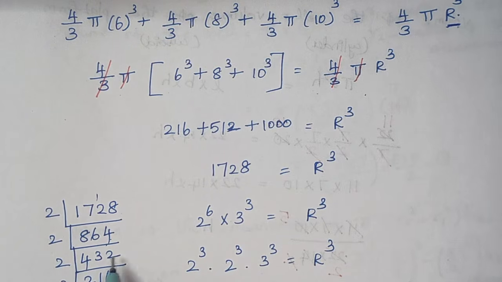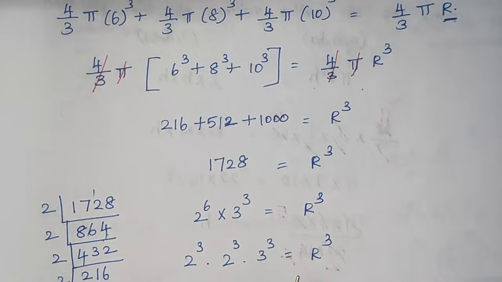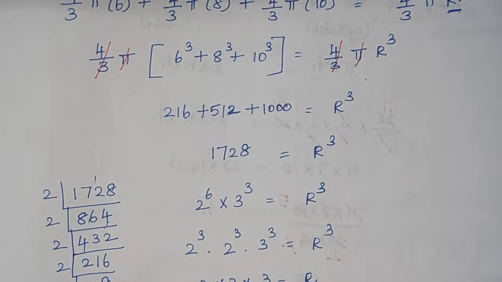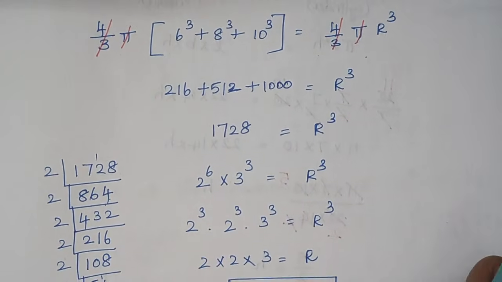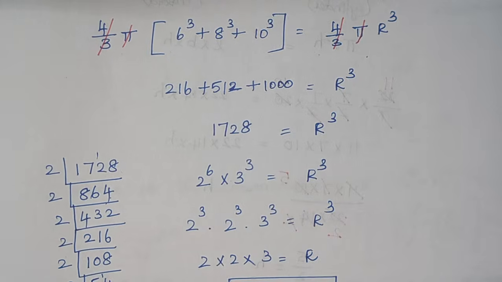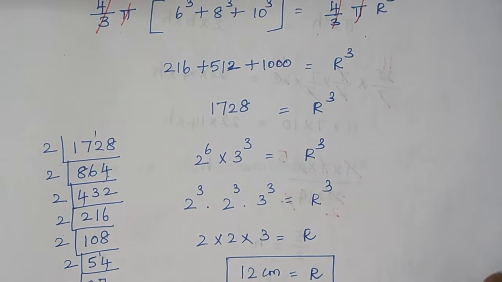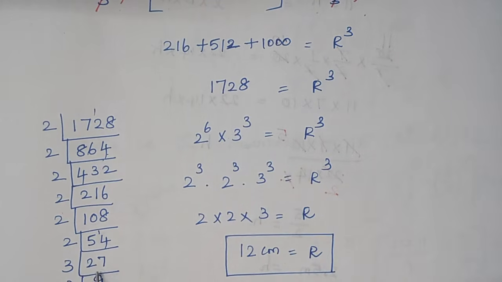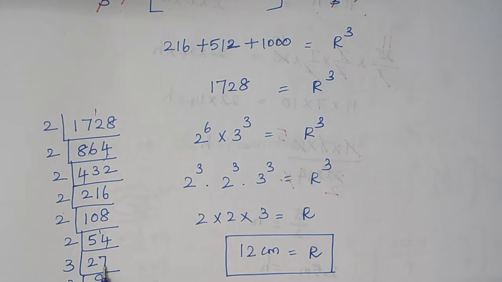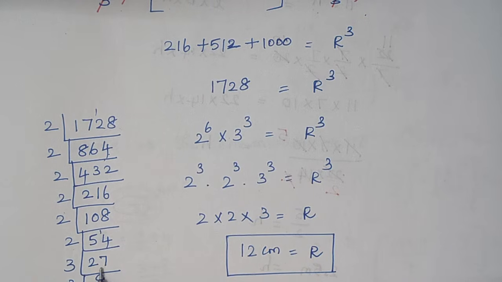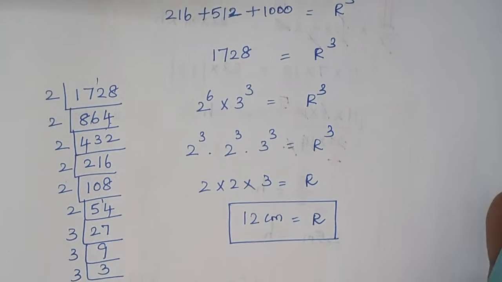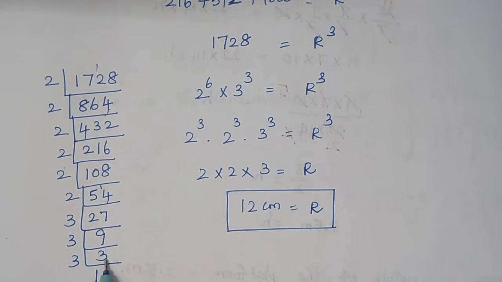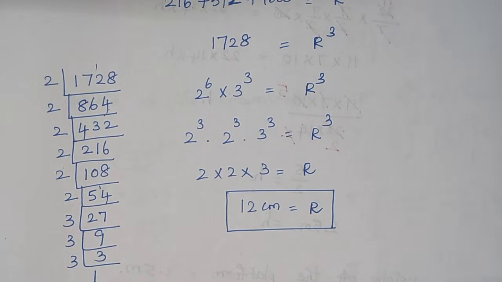Again 2 is an even, so we can divide it by 2. So here the answer is 216. Again when you divide, here comes 108, and again when you divide it by 2, here we have 54, and again when you divide it by 2, here comes 27. Right. So now 27 we can't divide by 2, so we go with the next number. So here it can be divided by 3. So here comes 9, and again finally we have 3. Right.